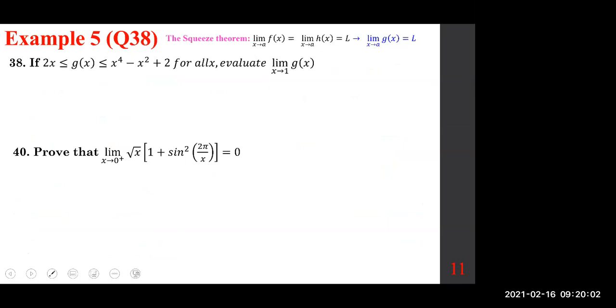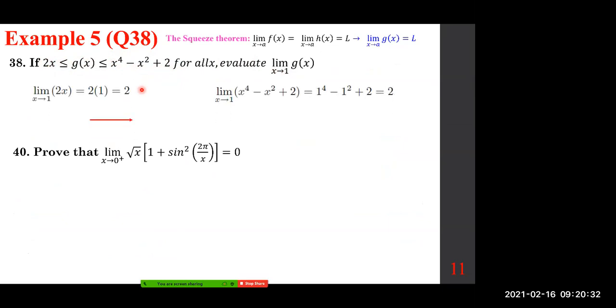All right, let's look at this squeeze theorem that was discussed quickly. This is a very simple case. We want to find the limit for this guy, g of x, as x approaches 1. Well, x is approaching 1. So let's look at the left one, the limit of 2x as x approaches 1. And look at this one, the limit of x to the power of 4 minus x squared plus 2 as x approaches 1. Let's evaluate those. This gives you 2. This gives you 2.